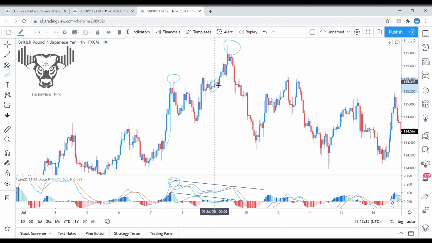We have got much smaller candles. We've got bearish candles within here. We've got dojis, hammers. There's all sorts of price action going on to show us that actually there's a lot of uncertainty around this level and the price is actually running out of steam to push to the upside.